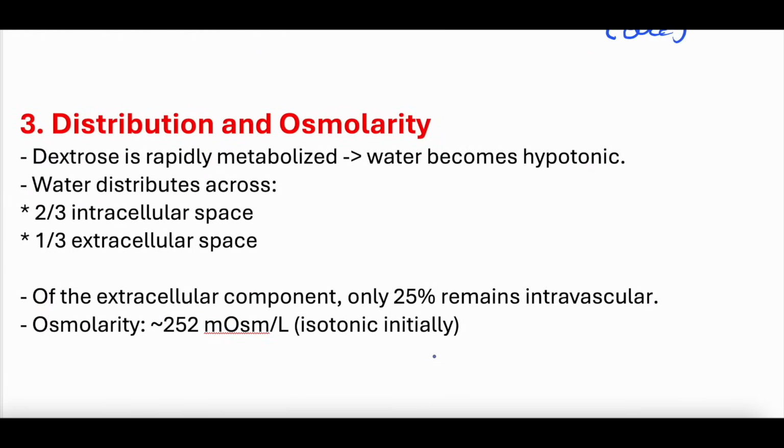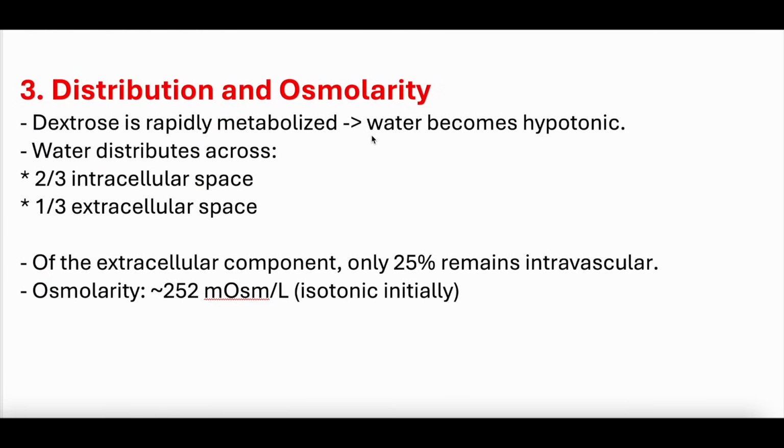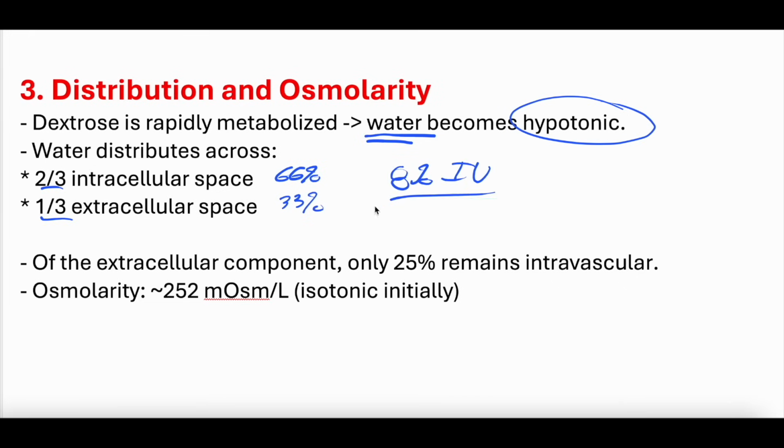All right, distribution. Dextrose is rapidly metabolized, and then this D5W becomes free water, becomes hypotonic. It distributes across the intracellular space, which we said is 66% or 2/3, and the extracellular space, 33% or 1/3. And then that will leave only about 8%, as we said, in the intravascular space. Of the extracellular component, 25% remains intravascular, 25 of the 33. Look at that. We are being repetitive, but we're doing it intentionally because this is a really important concept.